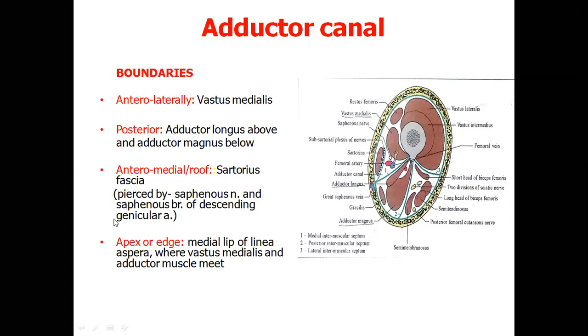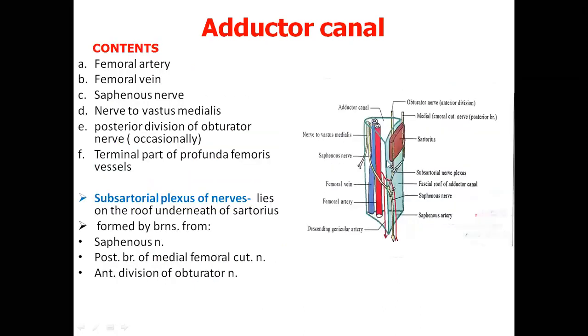Now not only that, we also see the branches of the femoral artery, that is the saphenous branch of the descending genicular artery. Then the apex of this adductor canal is the medial lip of the linea aspera, where vastus medialis and adductor muscles meet. This is our adductor canal.